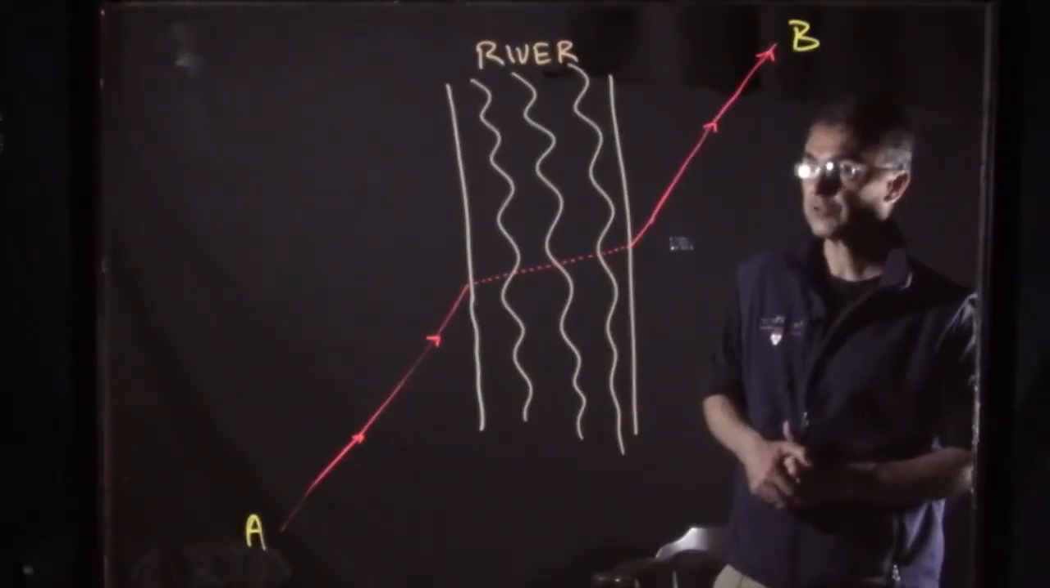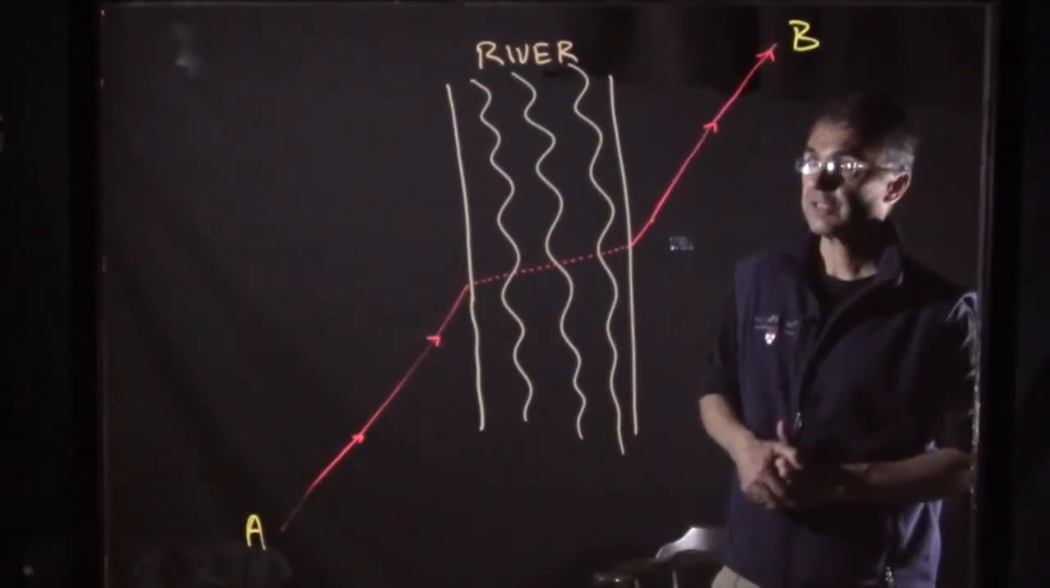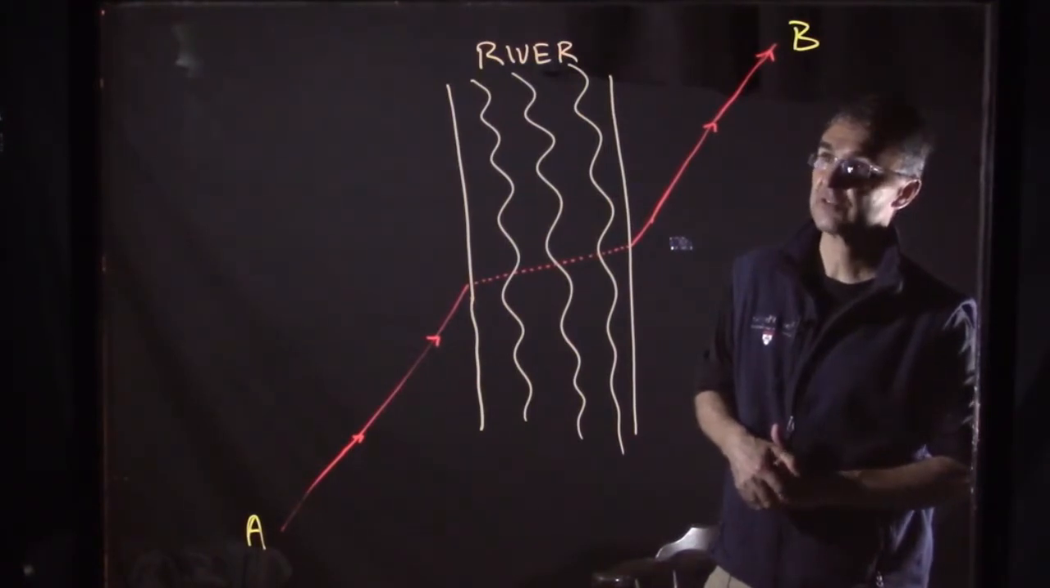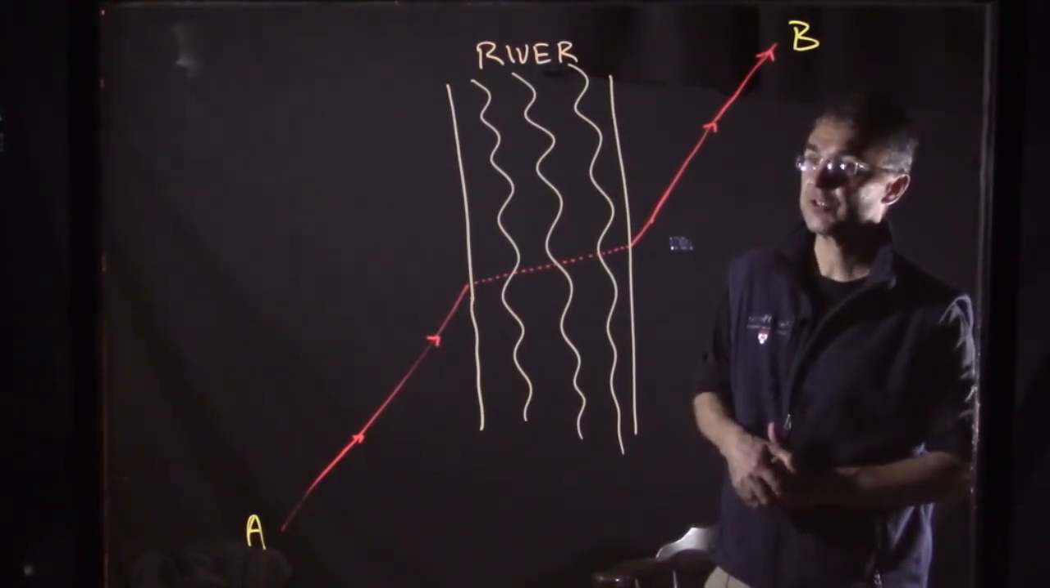Another thing we'll see toward the end of this month is that light likes to follow the path of least time. The path that results from that depends on how quickly light can travel in different media. So, for example, light travels faster in air than it does in water, and it travels even more slowly in glass than it does in water.